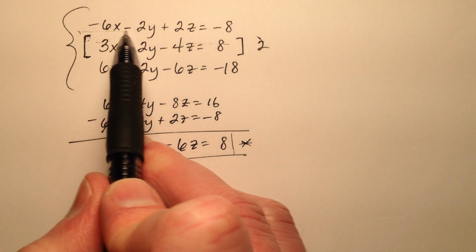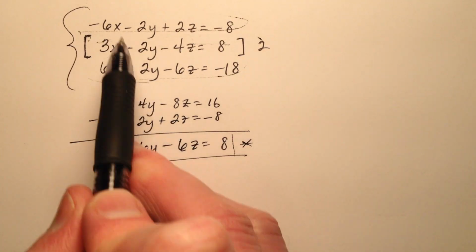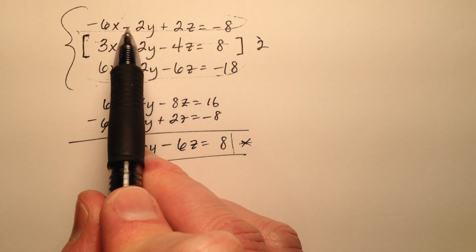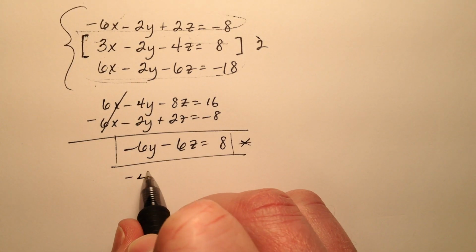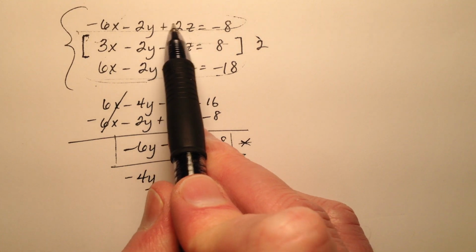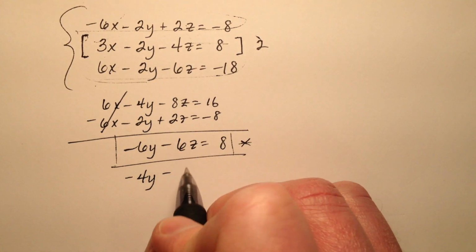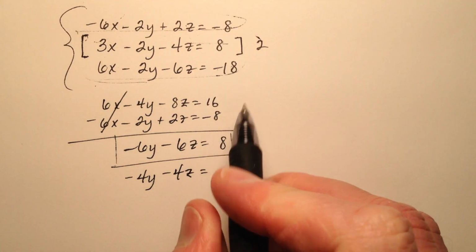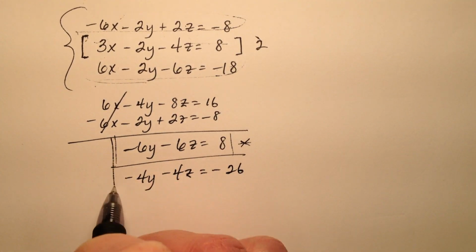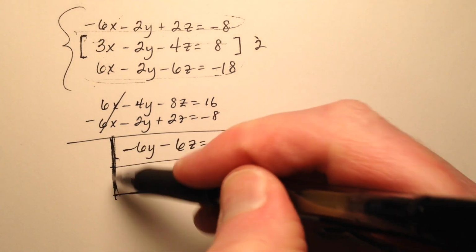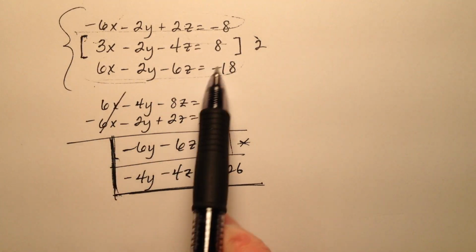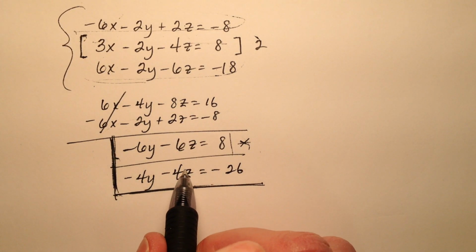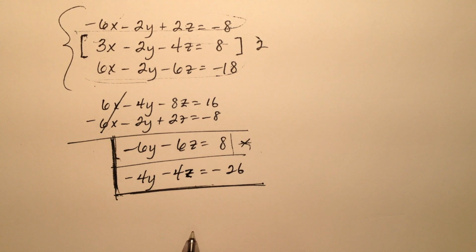I also knew that if I just added the first and third equations, the x's would cancel out. So let's go ahead and do that. So these x's eliminate. So negative 2y and negative 2y make negative 4y. A positive 2z minus 6z makes a negative 4z. And a negative 8 and a negative 18 make a negative 26. Okay, so now I have, instead of a system with 3 equations and 3 unknowns, now a system with 2 equations and 2 unknowns. So I just have y's and z's.